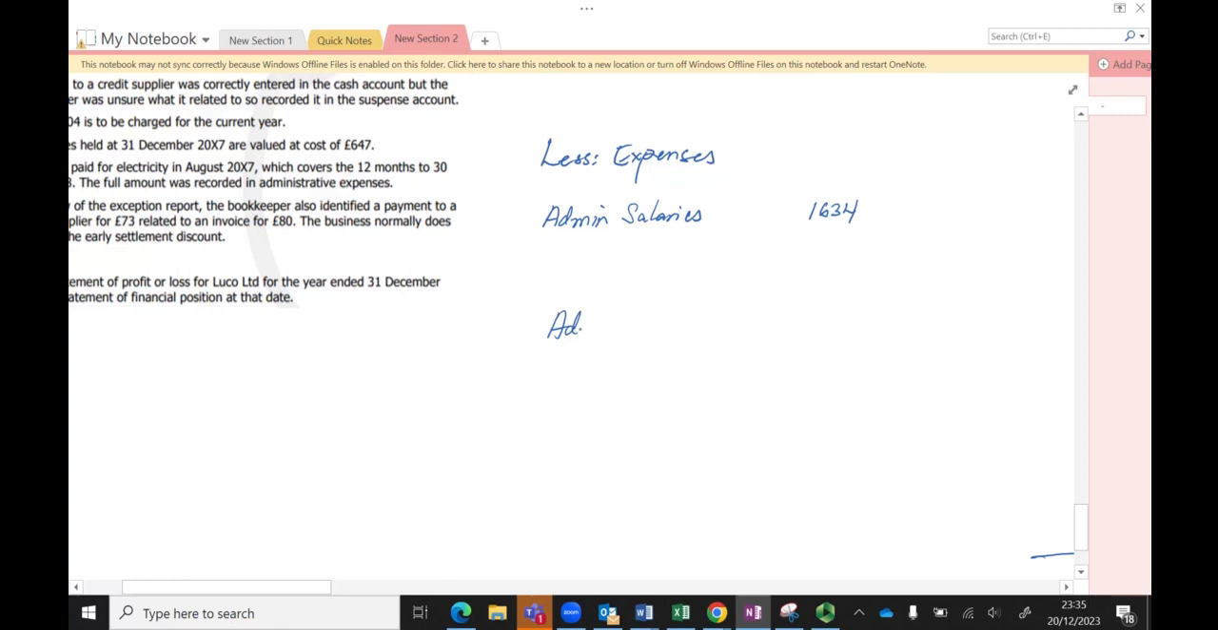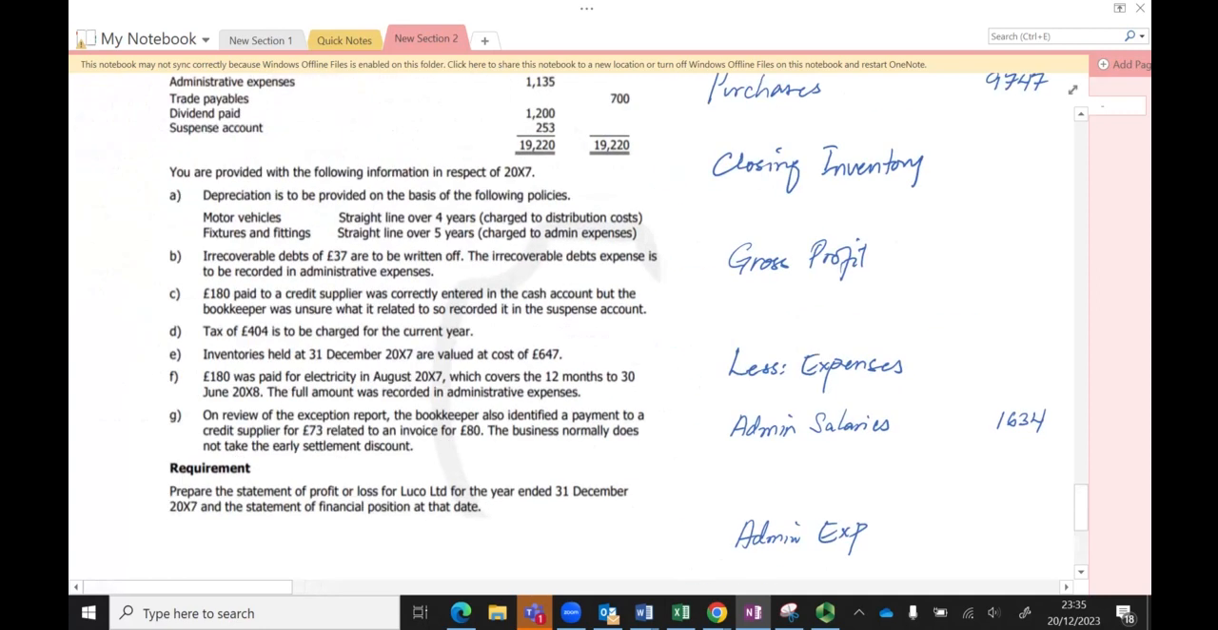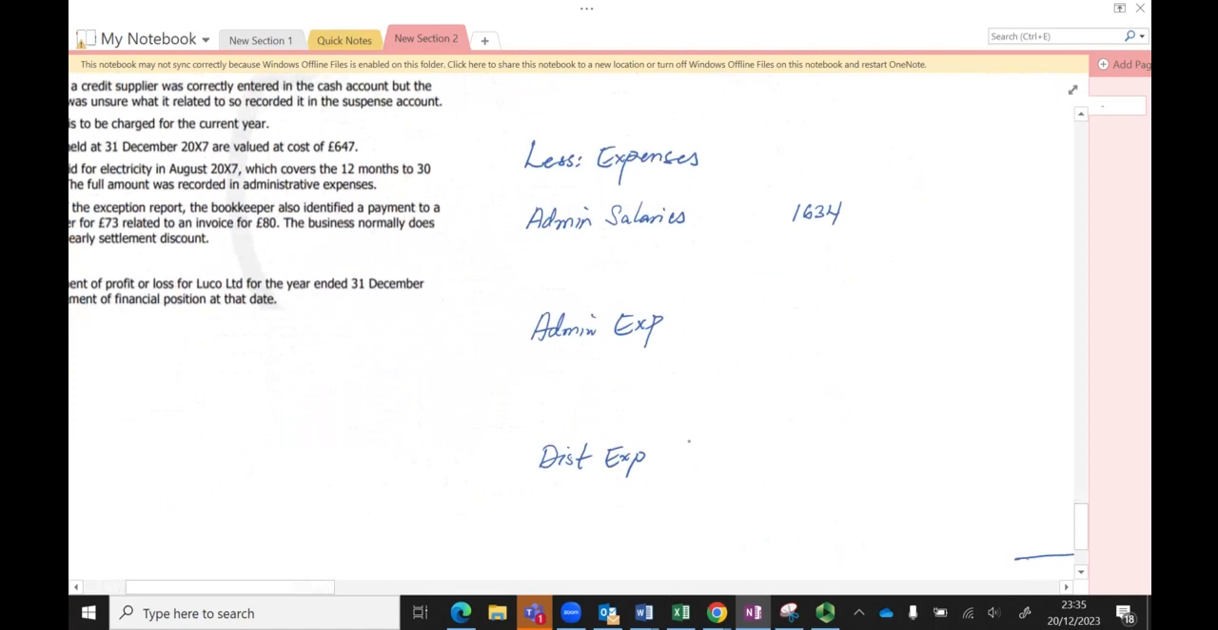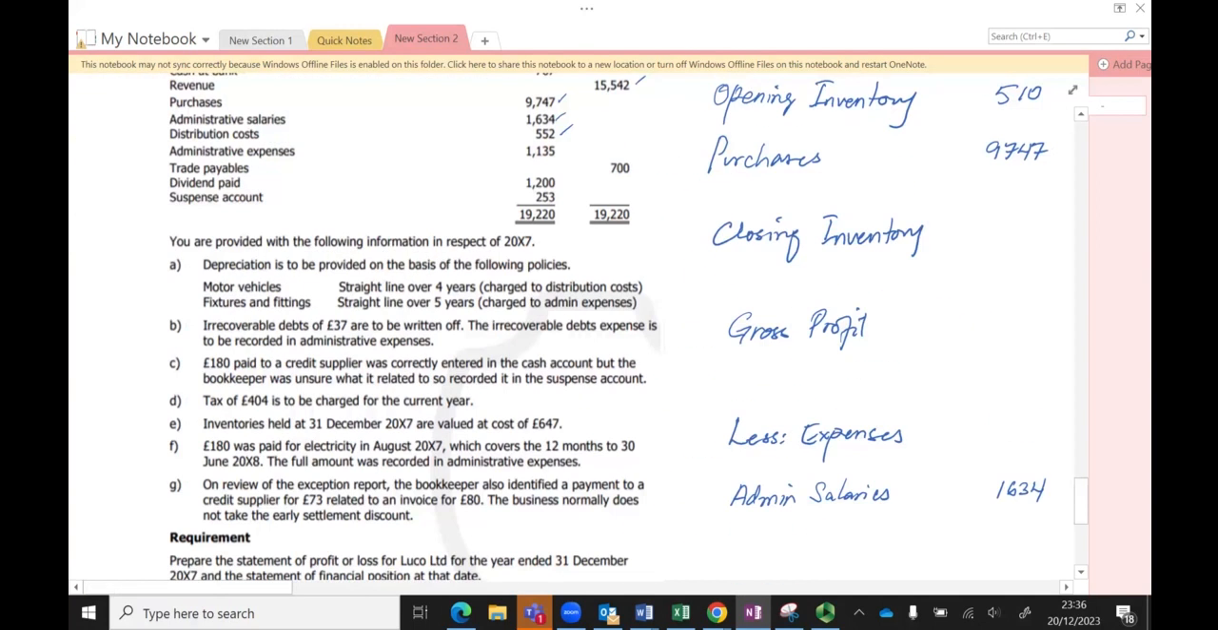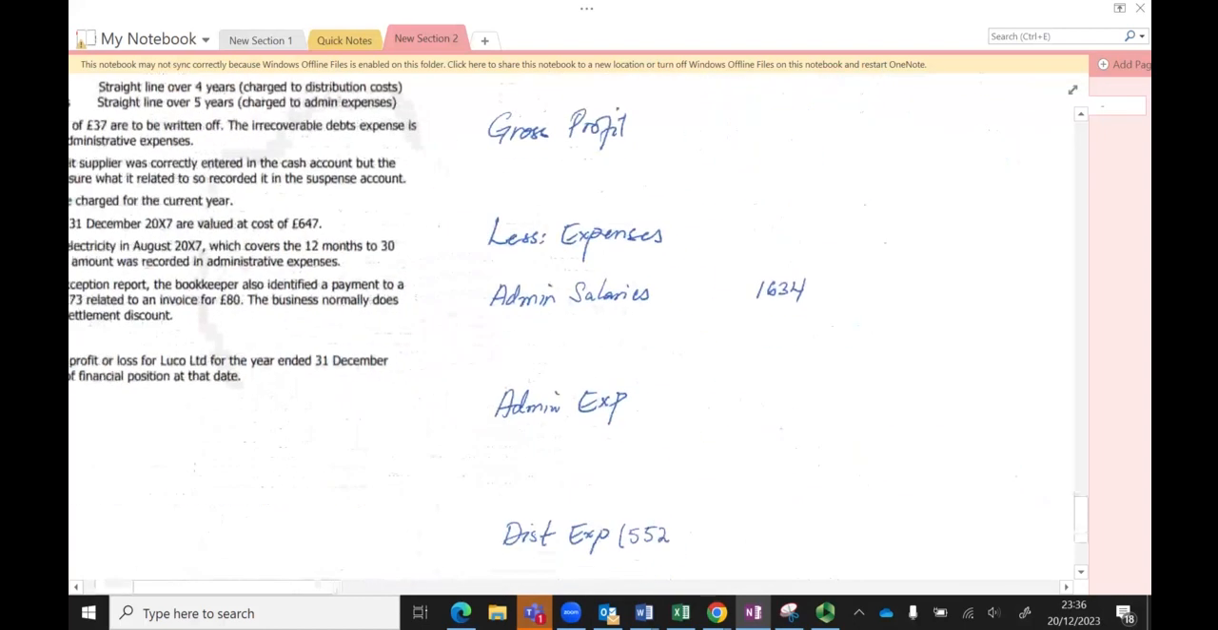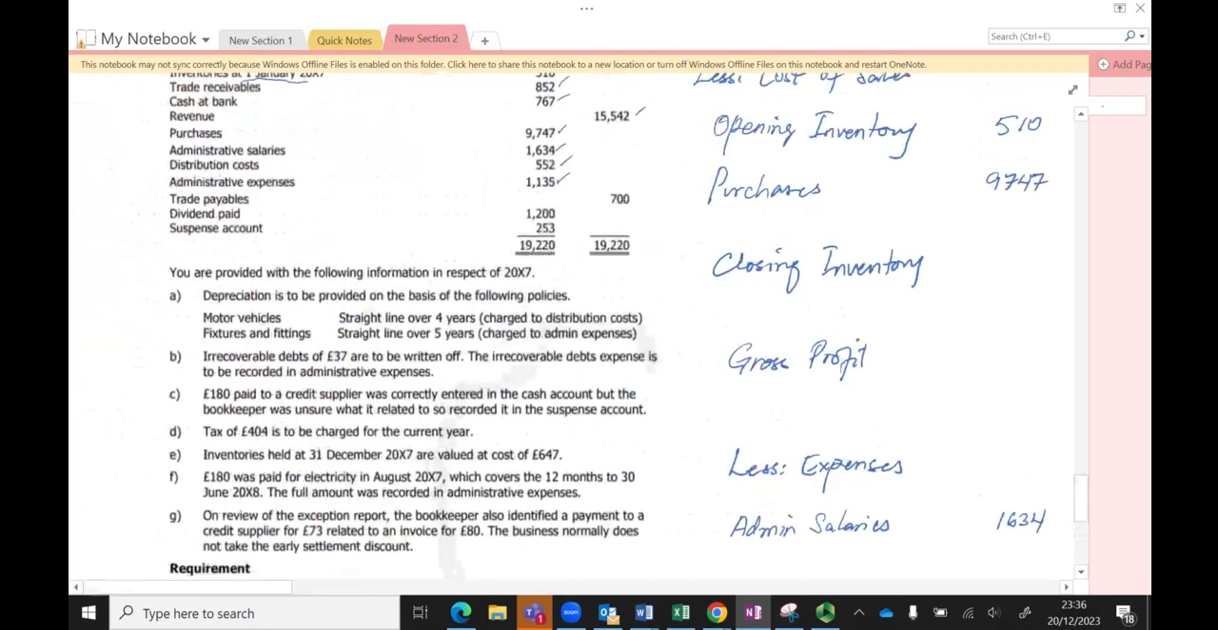Right, administration expenses, and then I'll write distribution expenses 552. I'm going to open the bracket and I'll write 552 in case there are some more expenses that need to be included in the distribution expenses. Administrative expenses are 1135. Trade payables 700.